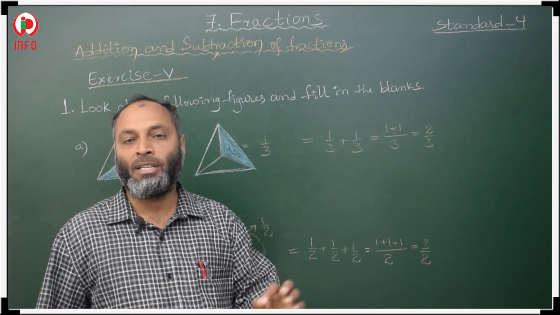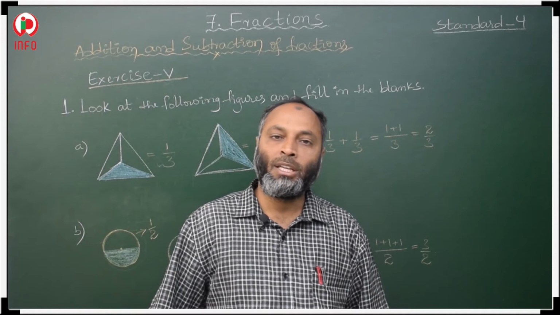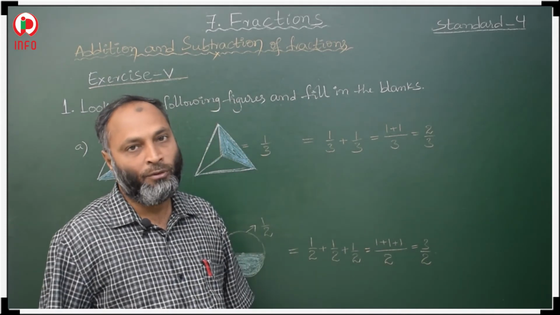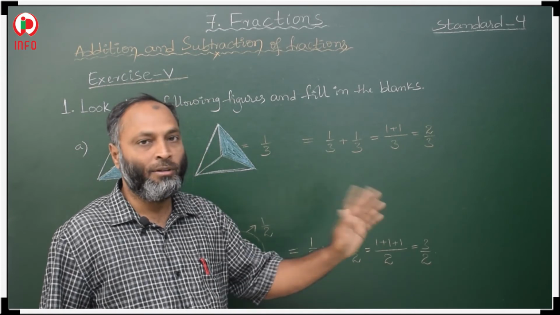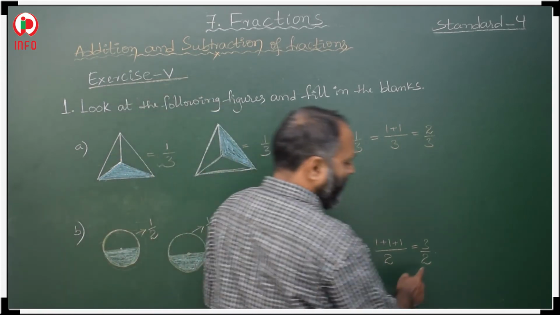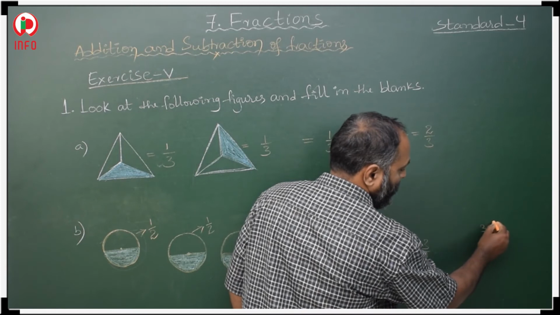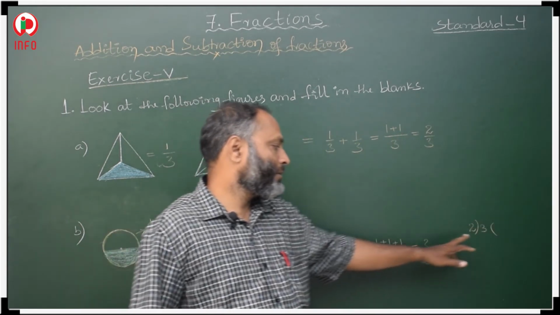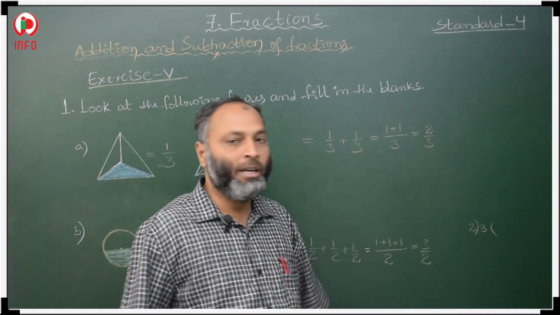to change that fraction into a mixed fraction. We know how to convert a given improper fraction into a mixed fraction. So, we have to divide the numerator by the denominator. The numerator is 3, we have to divide it by the denominator.